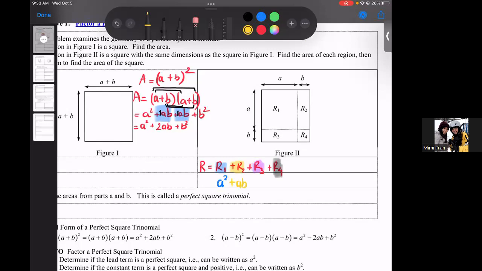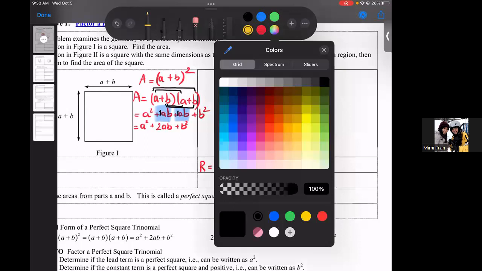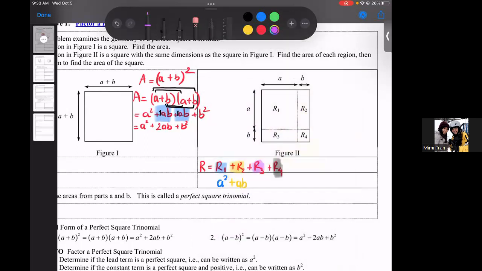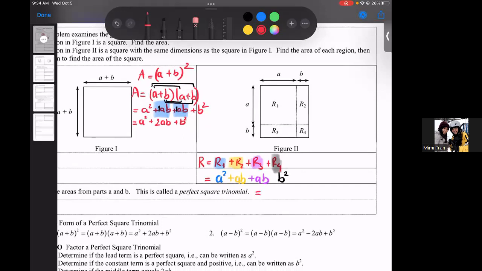What's the area of R3? Also AB. Does everybody see that? Length times width. Length is A, width is B. What's the area of R4? B squared. Is there any like term that I can combine? Yeah, AB plus AB, so 2AB. So rewrite: A squared plus 2AB plus B squared.